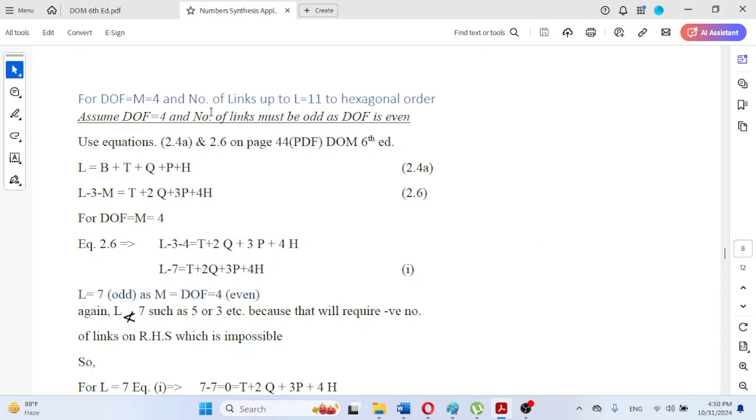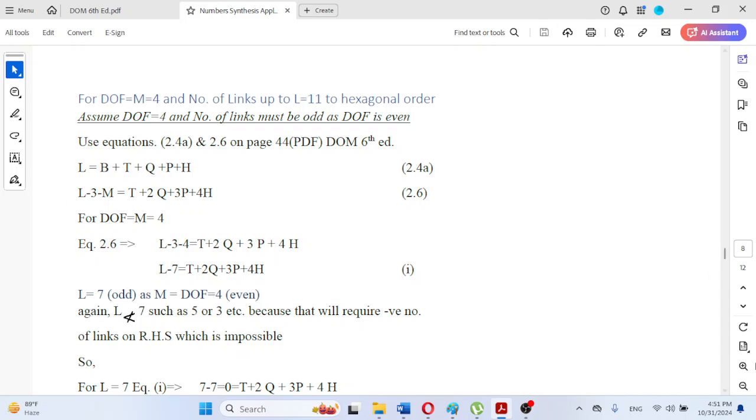So, as a further practice, I have also recorded the video for DOF or degree of freedom or mobility equal to 4 and number of links up to 11, up to hexagonal order. So students must be well conversant with this procedure and they should not find any difficulty in number synthesis for higher degrees of freedom or mobility.